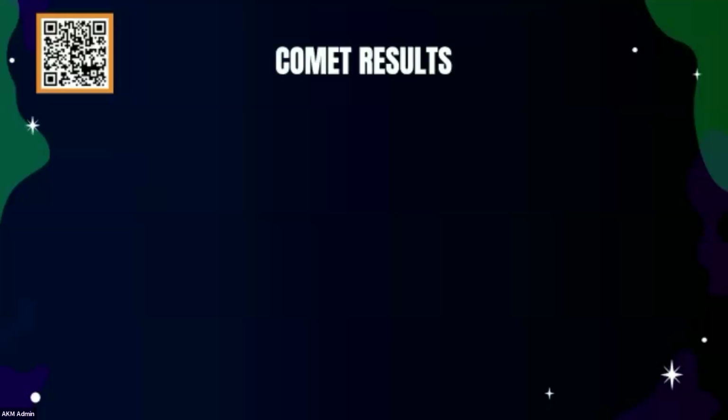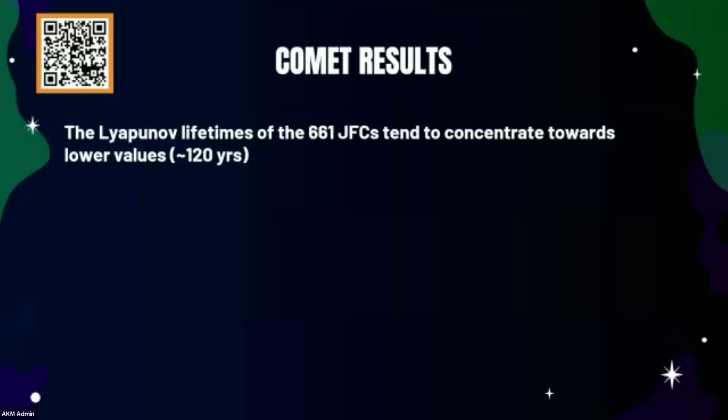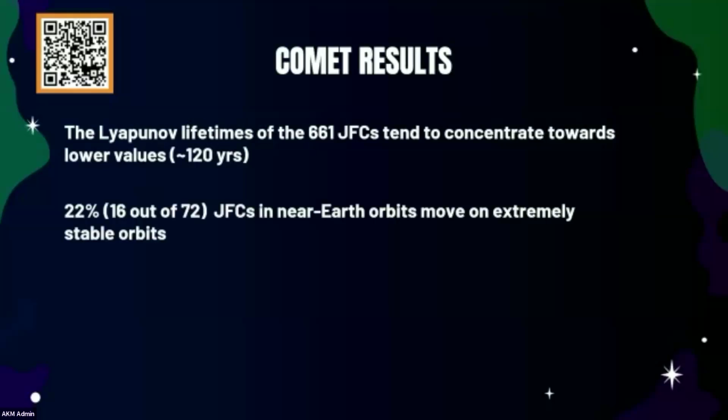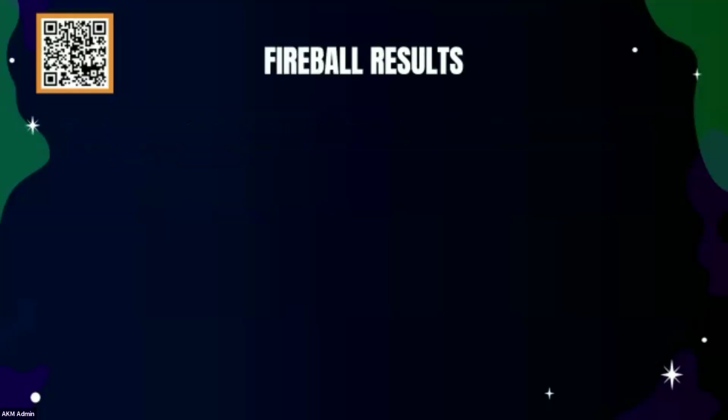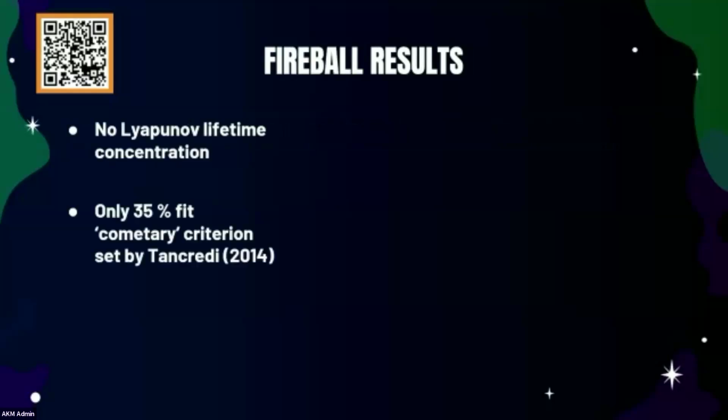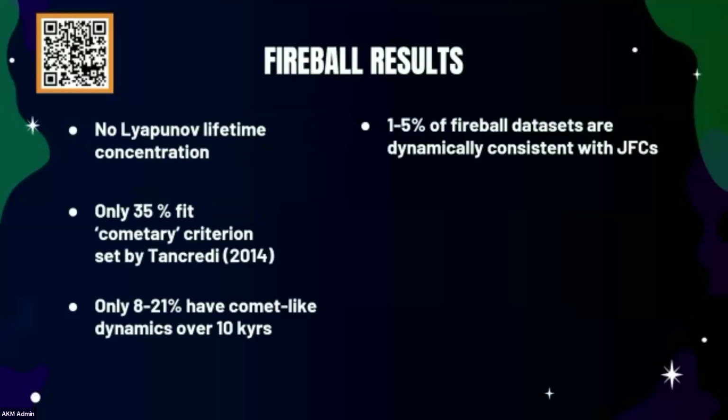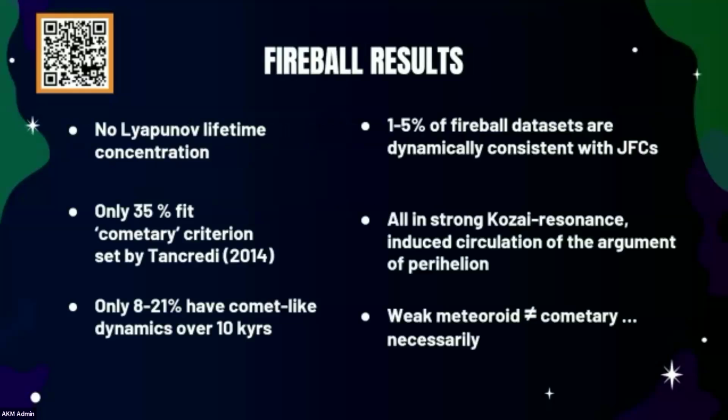So getting through the results very quickly, because I'm slightly over time, we find that the Lyapunov lifetimes are consistent with previous studies. They're very short. And we find that 22% of the JFCs in near space are on very stable orbits, which is very interesting and also consistent with previous work. For the fireball results, we find no Lyapunov lifetime concentration, and only 35% fit the Tancredi criterion. The big takeaway is, based on our analysis, only about 1 to 5% of the data sets are dynamically consistent with JFCs. It doesn't necessarily mean that the 1 to 5% are coming from comets.